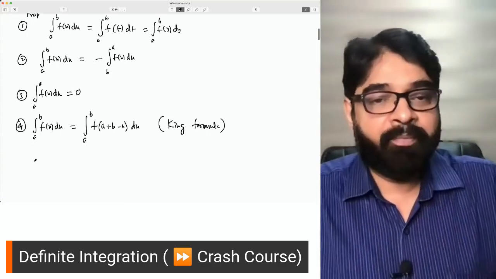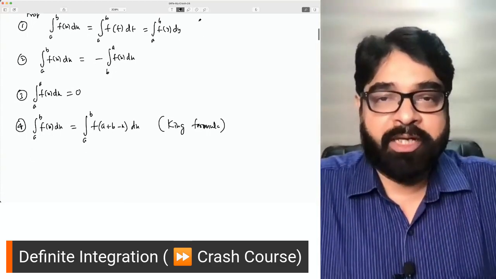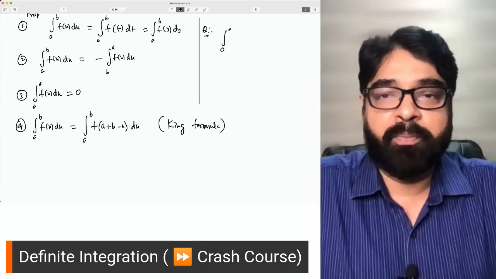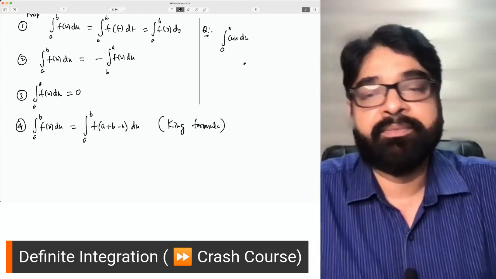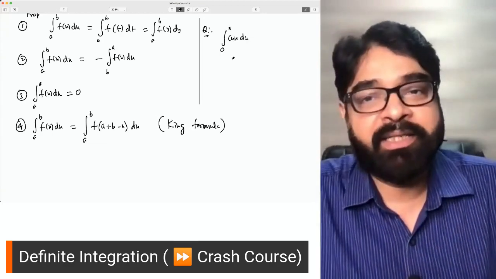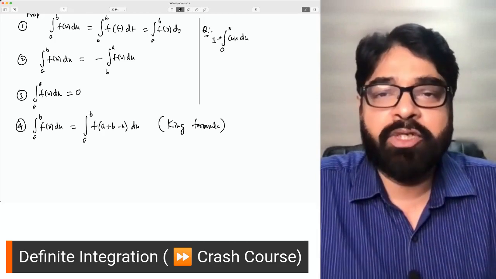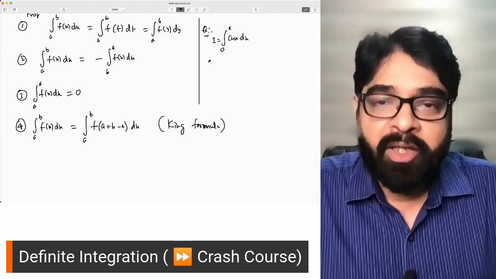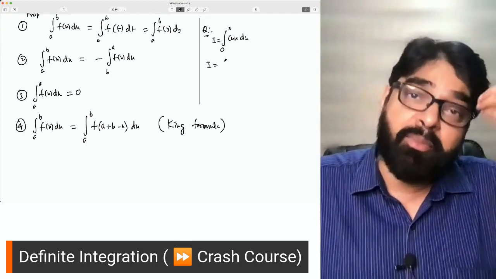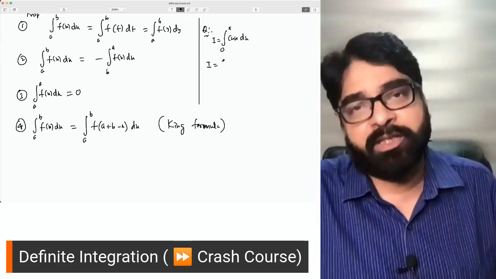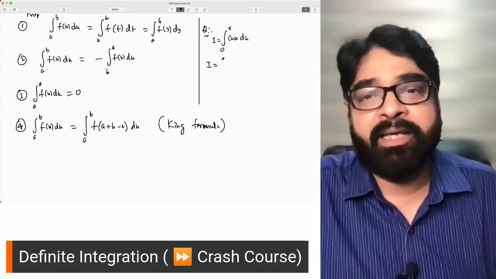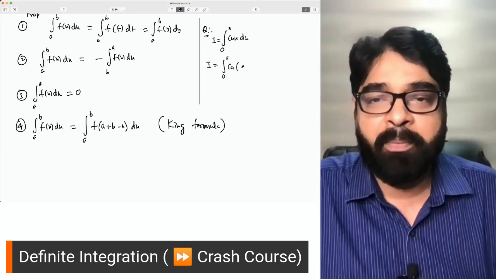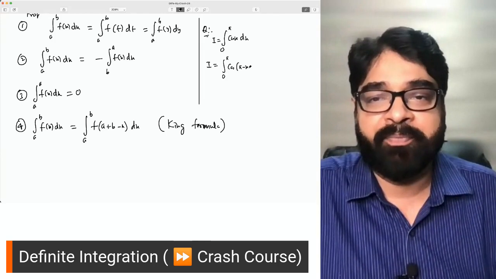Now, suppose a very simple question comes: 0 to pi cos x dx. We can solve it very easily, cos x integration. But suppose by using definite integration properties, let's say definite integration we always represent by capital I. So can I apply the King formula? At any moment you can apply. What is the King formula saying? You can replace x by sum of limits minus x. So this can be written 0 to pi cos of 0 plus pi minus x dx.